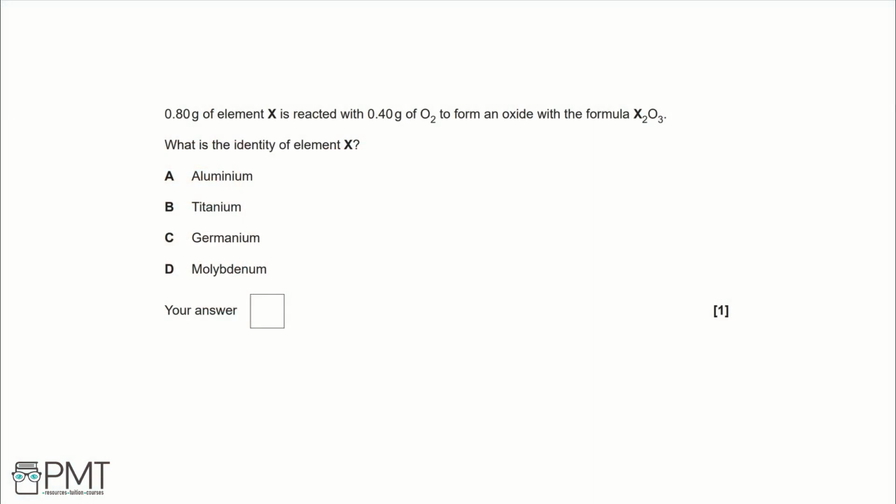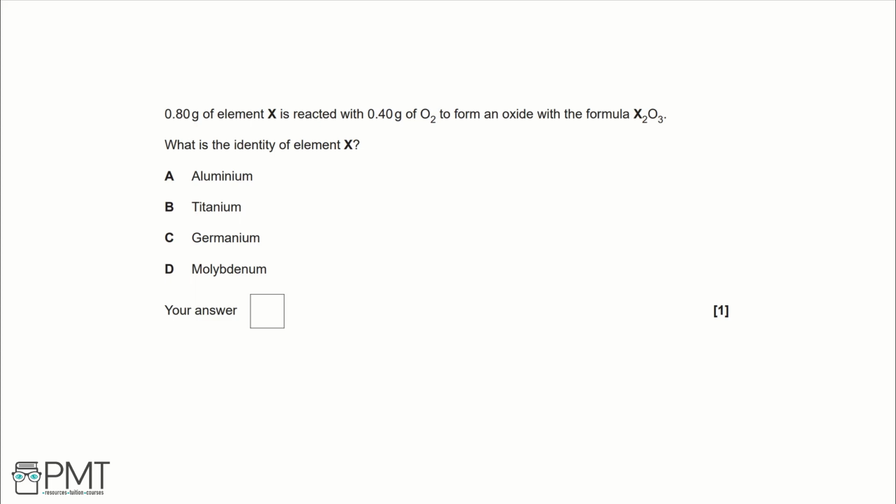0.80 grams of element X is reacted with 0.40 grams of O2 to form an oxide with the formula X2O3. What is the identity of element X? A. Aluminium, B. Titanium, C. Germanium, or D. Molybdenum?